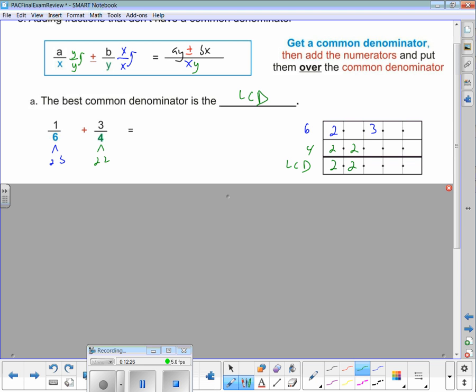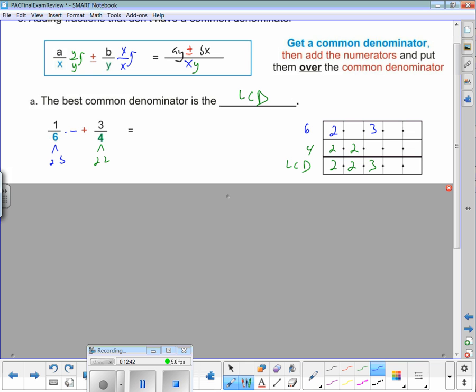Okay, so 2 times 2 times 3 is the LCD. If you remember, every column gets represented once. So really our LCD is 12, not 24, though 24 is a common denominator. Now look, this is as easy as this is.